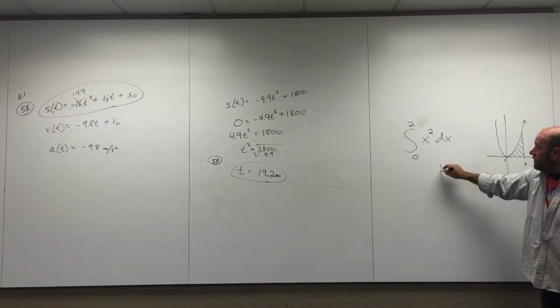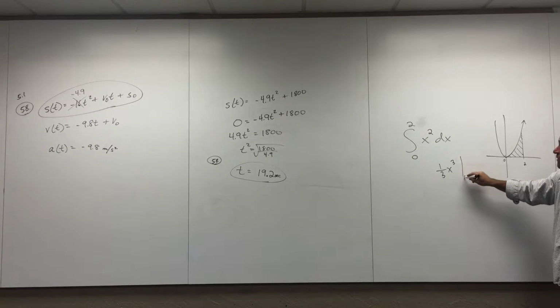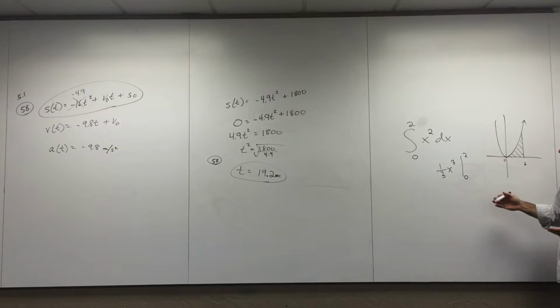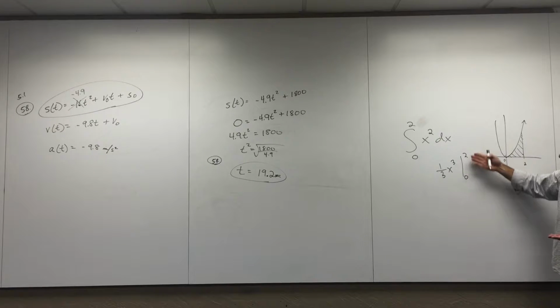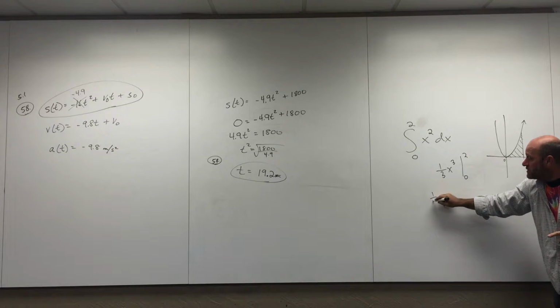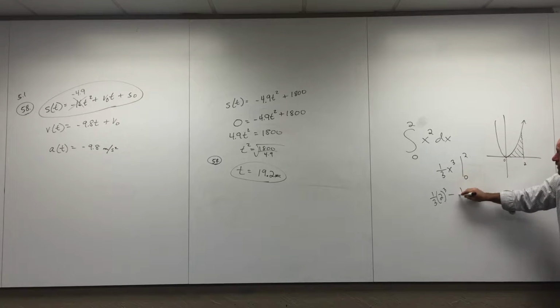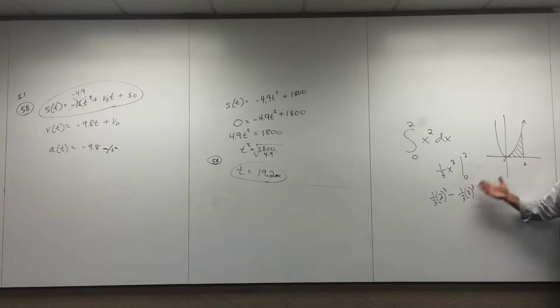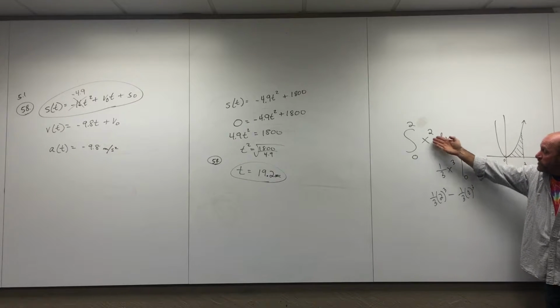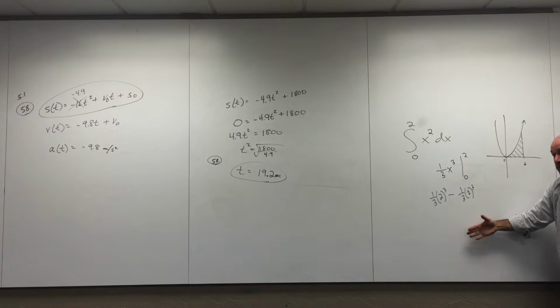You do the antiderivative, 1/3 x cubed. You evaluate it from 0 to 2. Again, it's called eval. I make this little mark that says I'm going to evaluate this from 0 to 2. And what that means is plug in the 2. So it's 1/3 times 2 cubed minus plug in the 0, 1/3 0 cubed. So in the end, this turns into a number. When you first do the antiderivative, it's a function, but when you plug in the numbers, the answer is a number.